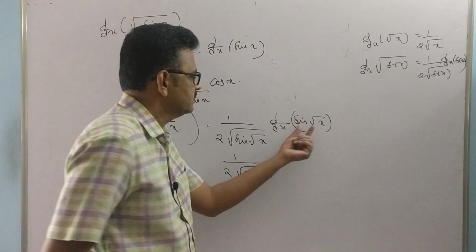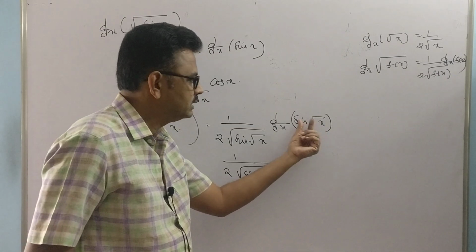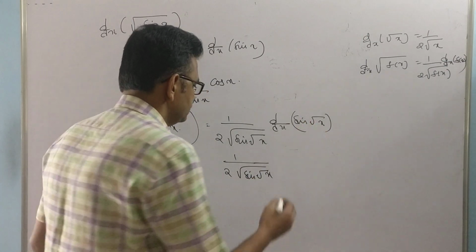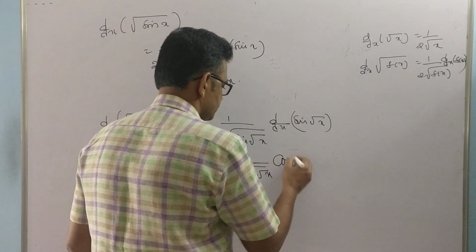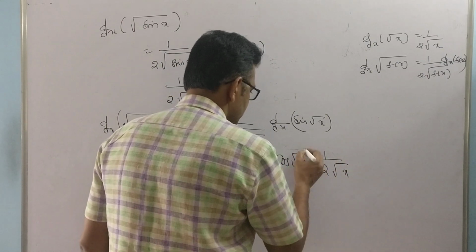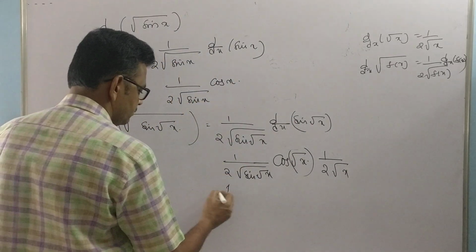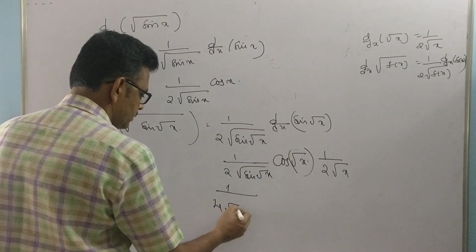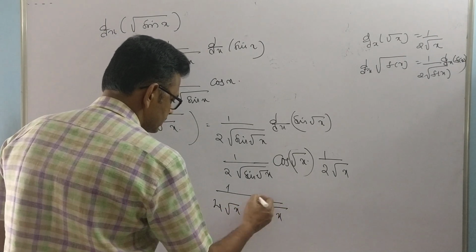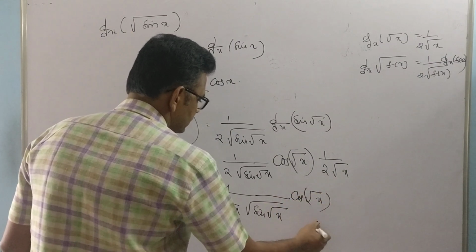Derivative again, what is this? First function is sin x, second function is root x. So this is of the form sin x, but not x. Derivative of sin x is cos x, into derivative of root x, which is 1 by 2 root x. Now 2 2s are 4, so 1 by 4 root x into root of sin of root x into cos of root x. So this is the answer.